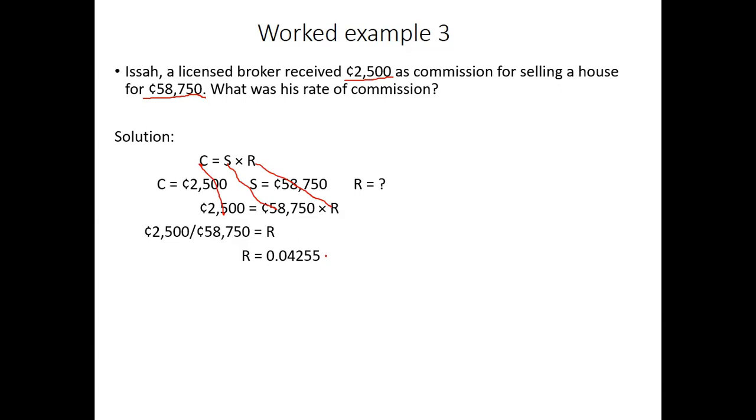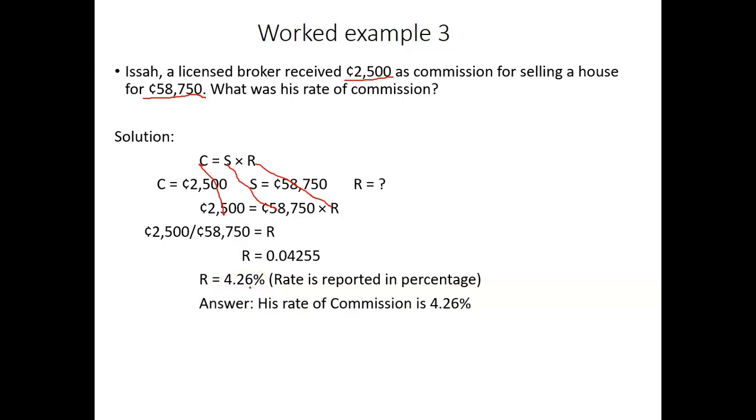Are you with me? So when you multiply this by 100%, that's 0.04255 times 100%, you will get 4.255%. Okay, but this has been approximated to 2 decimal places, so that will be 4.26%. I hope that's clear. So the rate of commission is 4.26%.